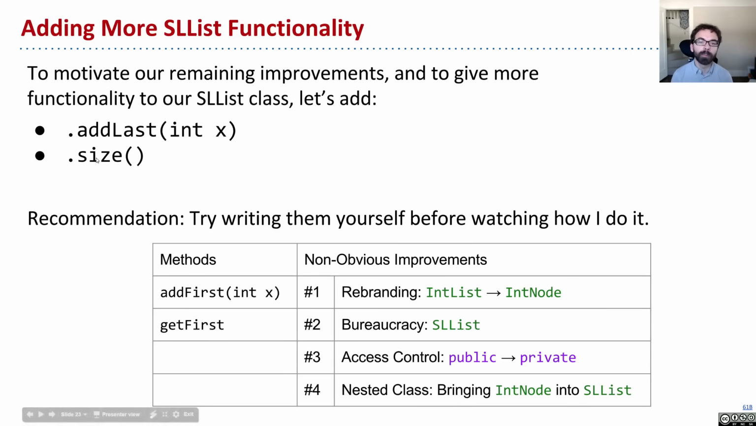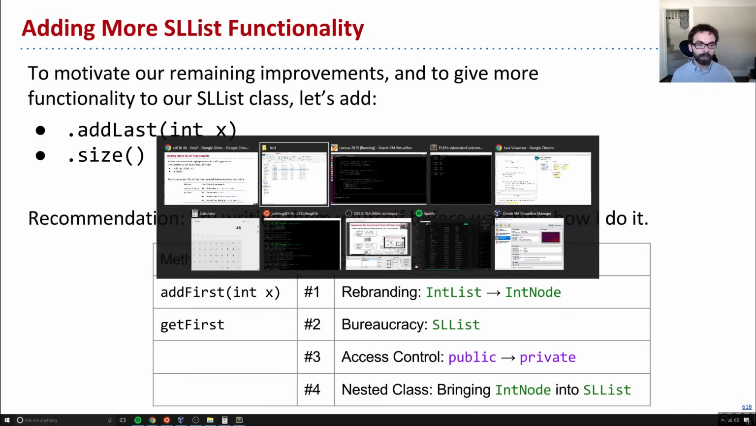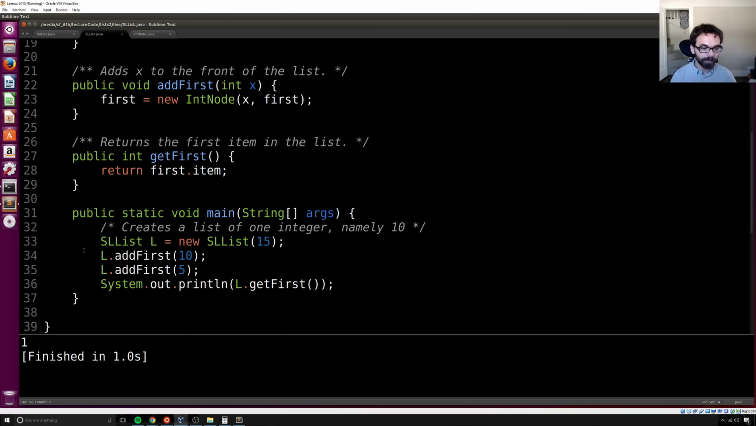Partially because we want to get a little more practice with just building data structures, but also because I want some motivation for the other two non-obvious improvements we're going to do. So what I'm going to recommend you do is try writing addLast or size on your own, maybe on paper, and then watch me do it here. So I'm going to start with addLast.